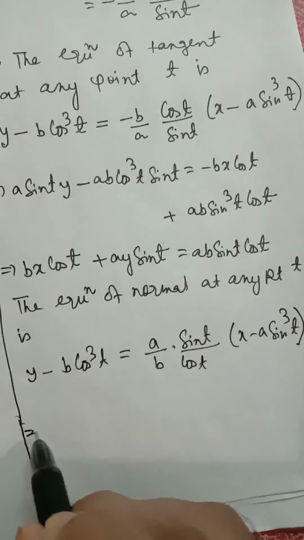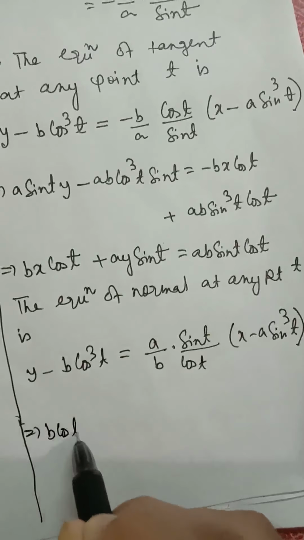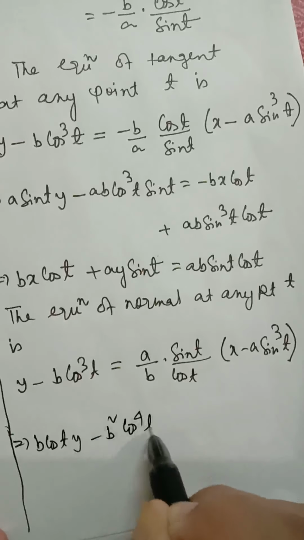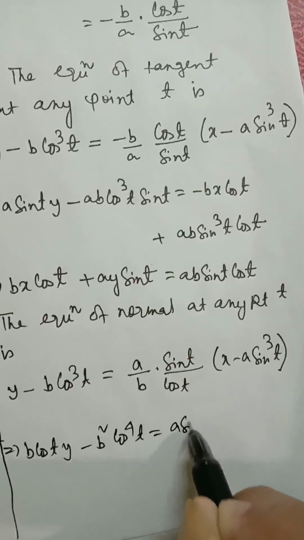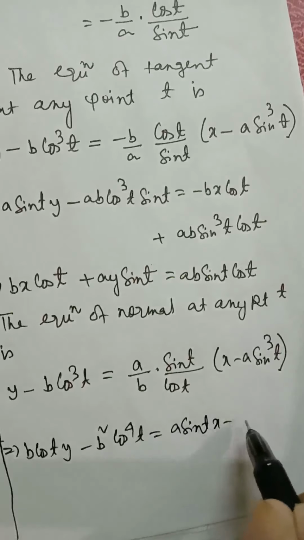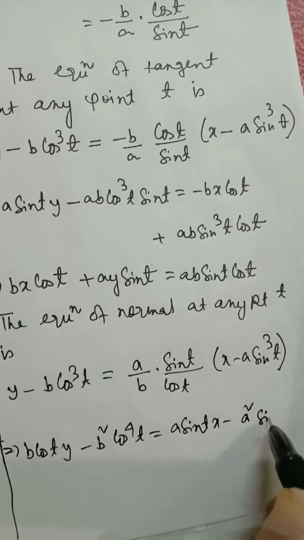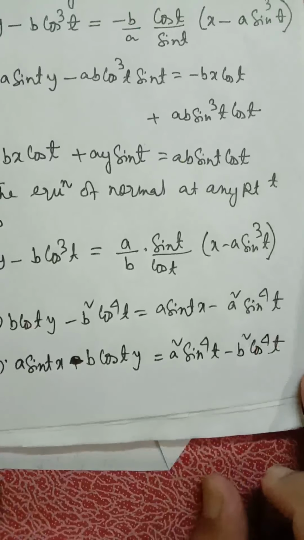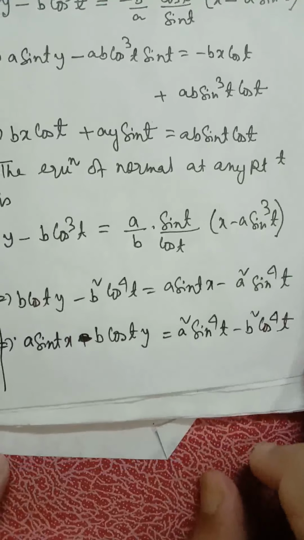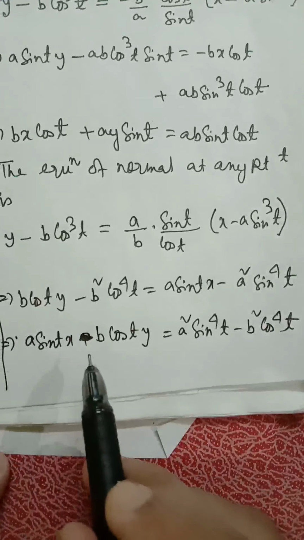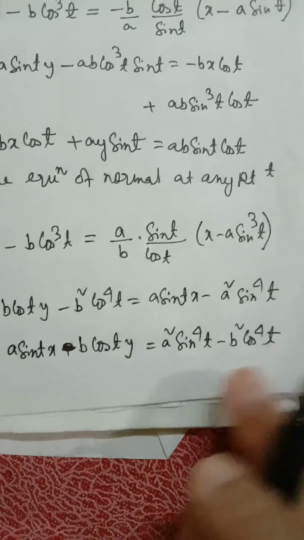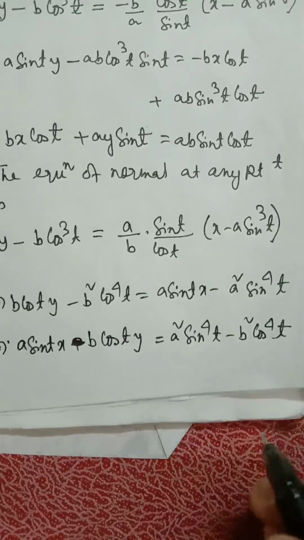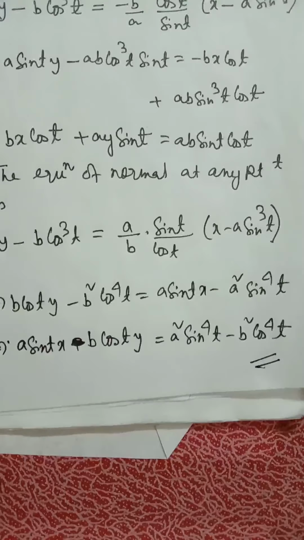Now if we cross multiply, we get b cos t into y minus b square cos to the power 4 t equals a sin t into x minus a square sin to the power 4 t. After further simplification, the equation of the normal becomes a sin t into x minus b cos t into y equals a square sin to the power 4 t minus b square cos to the power 4 t. This is the equation of the normal.